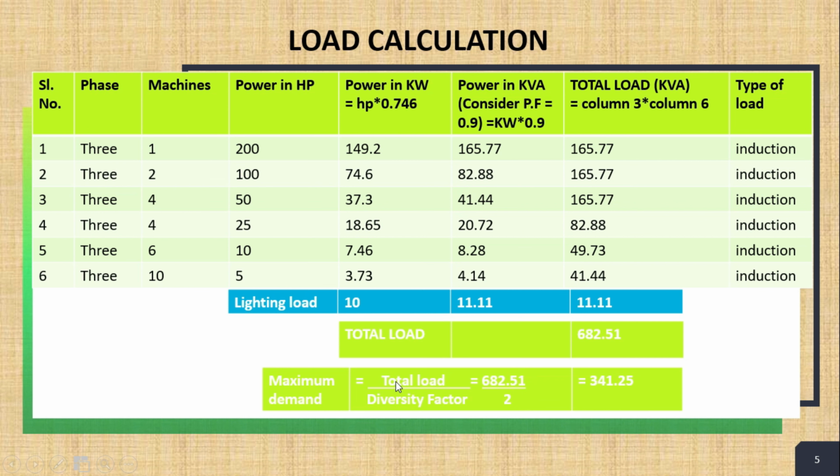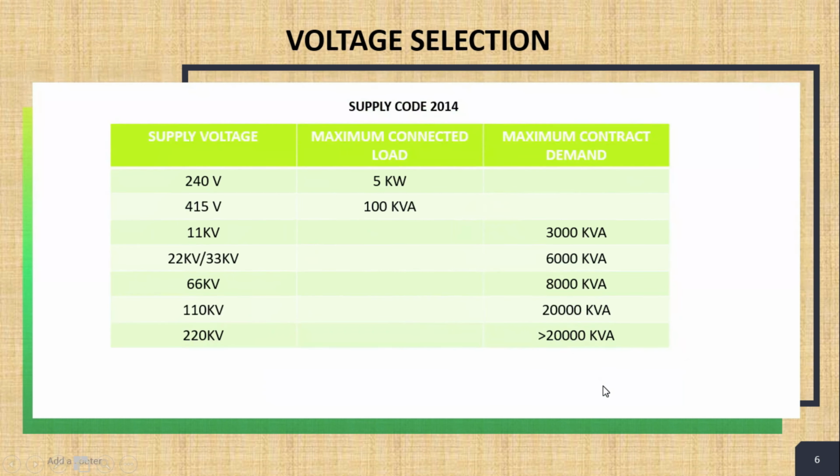As I said before, here we consider the diversity factor as 2. So the maximum demand will be 50% of the total connected load. That is, here the maximum demand is 682.51 kVA divided by 2. That is 341.25 kVA. Now we have the total connected load and maximum demand.